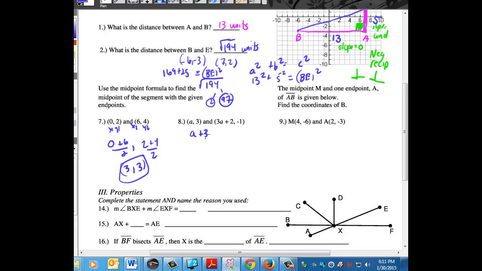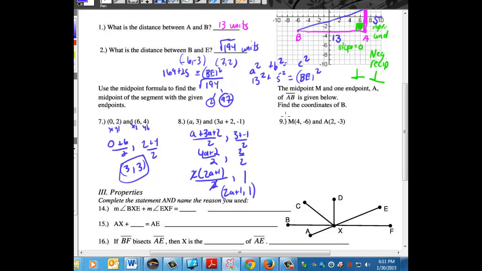We have a plus 3a plus 2 all over 2, comma, 3 plus -1 over 2. This gives me 4a plus 2 all over 2, comma, 2 over 2. 4a plus 2, these share a 2. We're going to pull a 2 out, and we get 2a plus 1 all over 2, comma, 2 over 2 is 1. Back from algebra, we should remember that these 2's can cross out. So the answer is going to be 2a plus 1, comma 1.